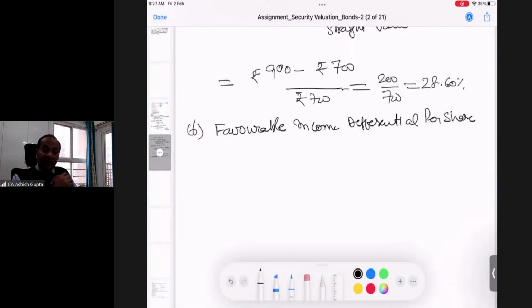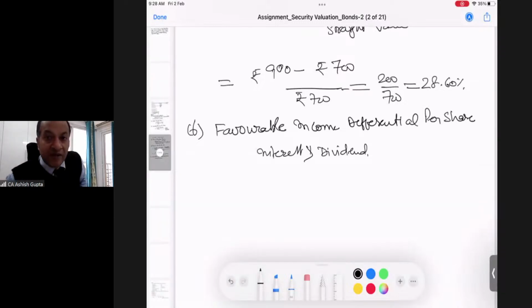Generally, interest payments are always greater than dividends. So I am getting some favorable amount. I am getting some favorable income differential. Now, how do we compute this favorable income differential? Let us see.